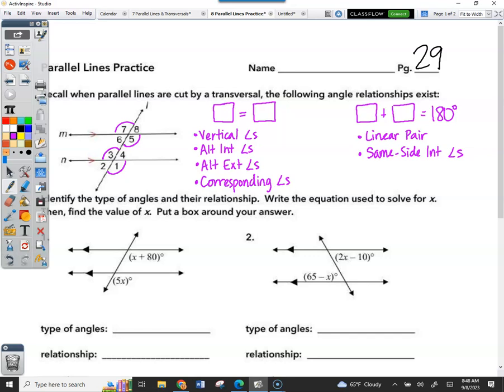And then now we're going to do a different number of arcs, and I'm changing color. What's vertical to 2? 4. What's alternate interior to 4? 6. What's vertical to 6?